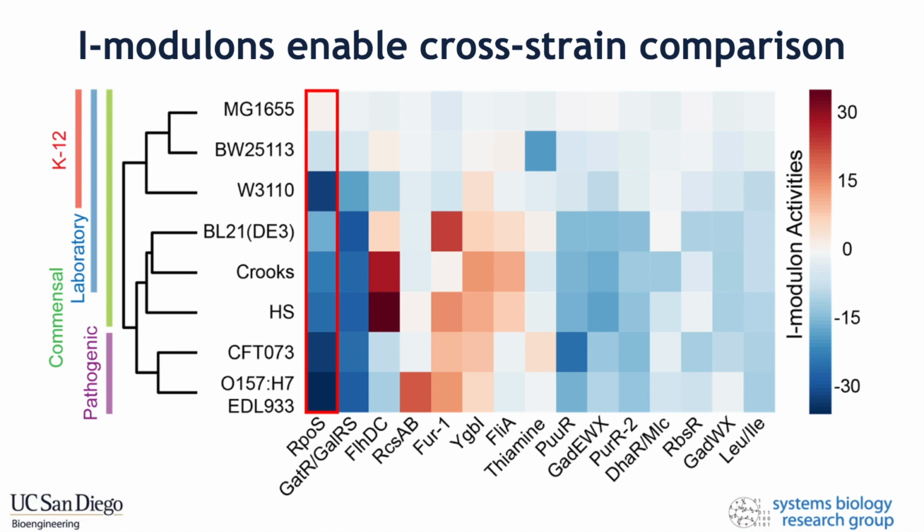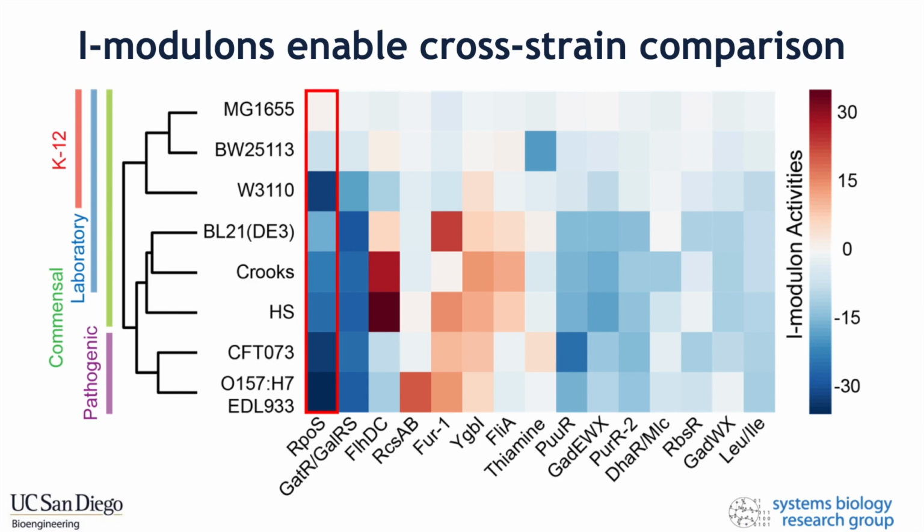We then expanded this to look at 8 different strains of E. coli, grown under identical conditions. 3 of these strains diverged from a common ancestor, the K12 strains. These ones had very similar iModulon activities. In addition, we can see pathogenic strains clustered together in their iModulon activities.